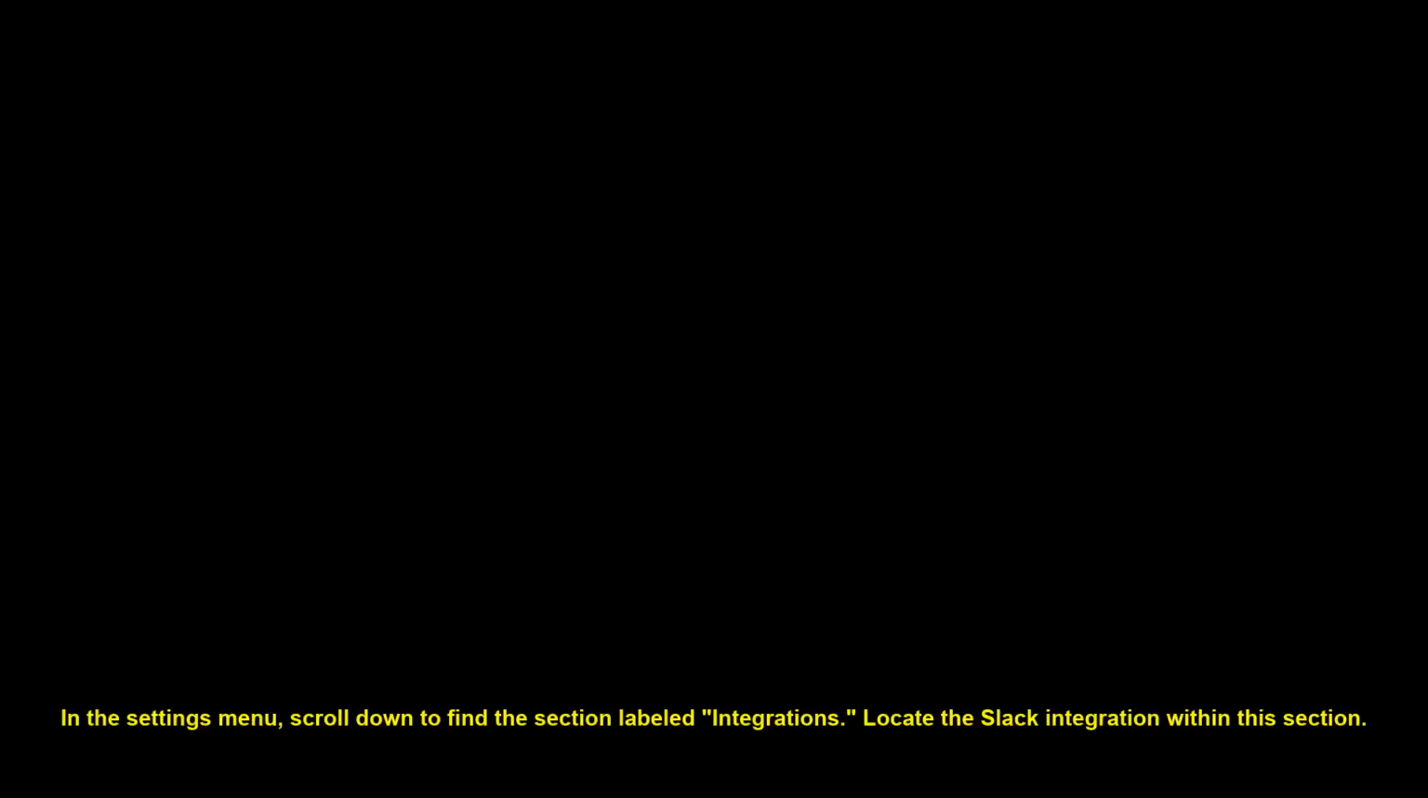Locate the Slack integration within this section. Click on the Slack integration to access its configuration settings. Look for the option labeled Enable / commands or similar. Toggle this option to the off position. Once the changes are made, ensure to save the settings.